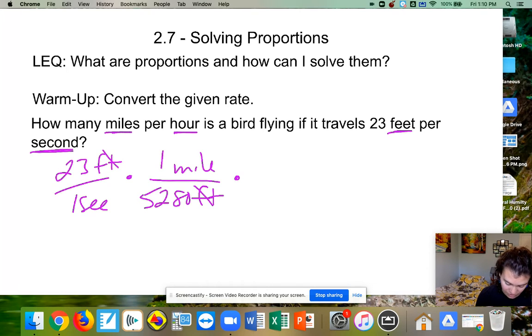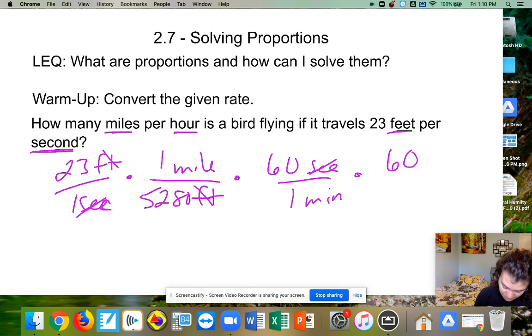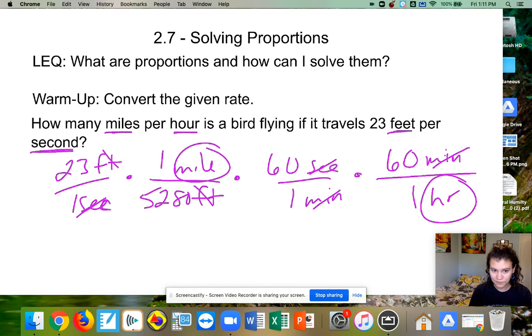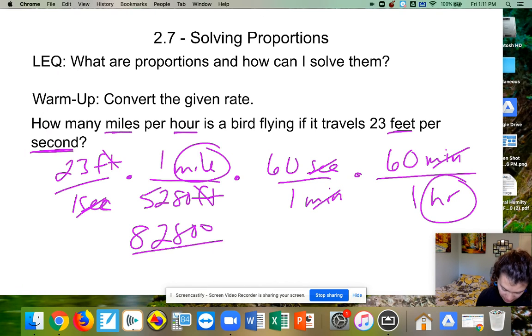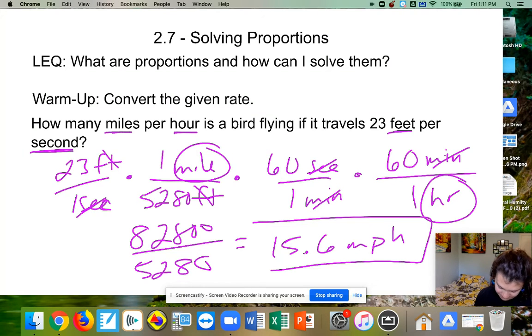From that, we want to convert seconds into hours. So there's 60 seconds in 1 minute. You can cancel those. And then there's 60 minutes in 1 hour. Now we're left with hours and miles, and that's what we wanted. Multiply it all the way across the top, and you'll get 82,800, and then divide by multiplying across the bottom, so divide by 5,280, and you'll get 15.6 miles per hour. That's how fast the bird is flying.